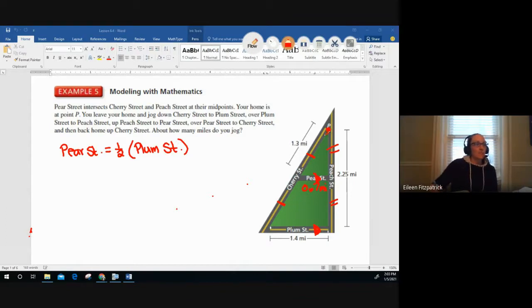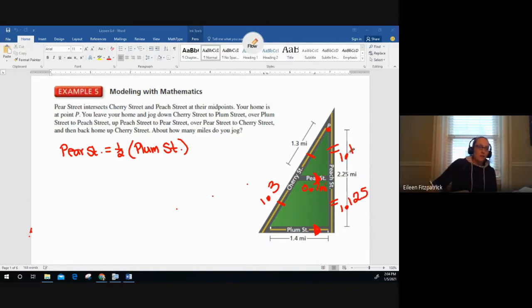All right, so about how many miles do you run? Well, if this is 1.3, then this piece down here also has to be 1.3. So again, I'm going to go down here, then across. That's 1.4. They're telling you the entire length of Peach Street is 2.25. So what does that mean for this piece and this piece? We just take the 2.25 and divide by 2 to get 1.125 for each of those.